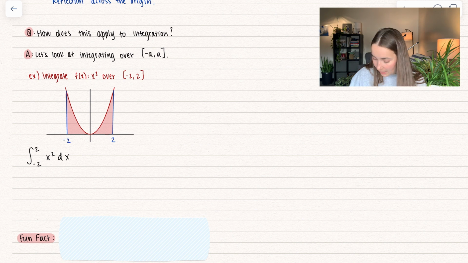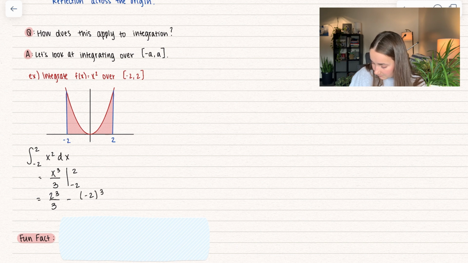So when I do that, I'm going to go ahead and take the antiderivative first. So I add 1 to the exponent and I divide by that new exponent. And we're integrating from negative 2 to 2. So let's go ahead and plug in those values. When I plug in upper, I get 2 cubed divided by 3. And we subtract that lower value plugged in.